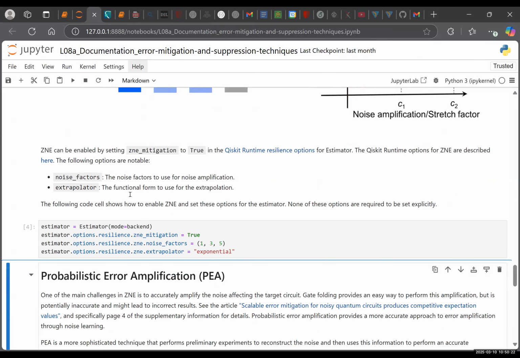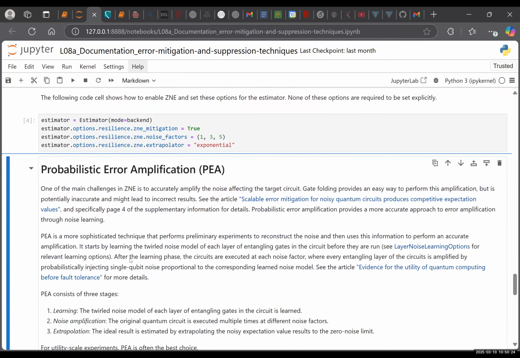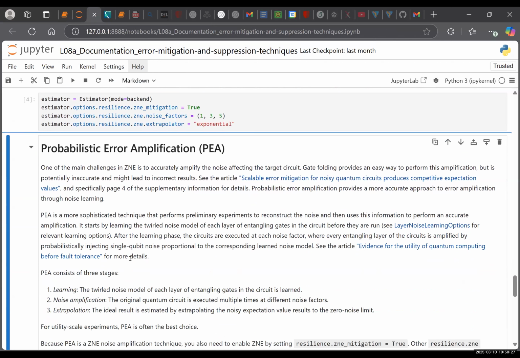Another one is called probabilistic error amplification. This is also developed by the IBM group. So it addresses the challenges of zero noise extrapolation, which I already showed you one demonstration of. The challenge is to accurately amplify the noise affecting the target circuit. The one we use is called gate folding. It's an easier way to do that than the pulse, because pulse is hard to control and you also have to have the access.